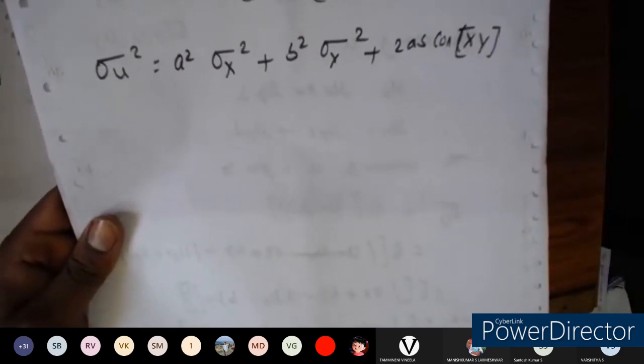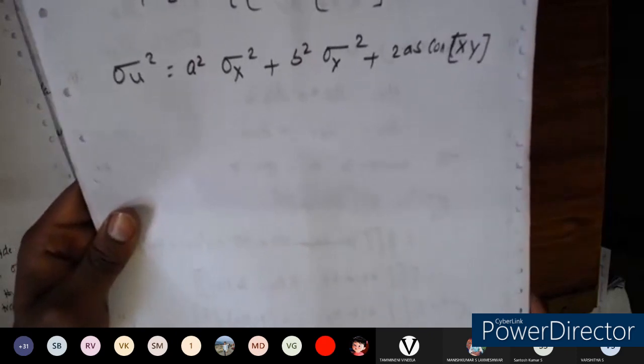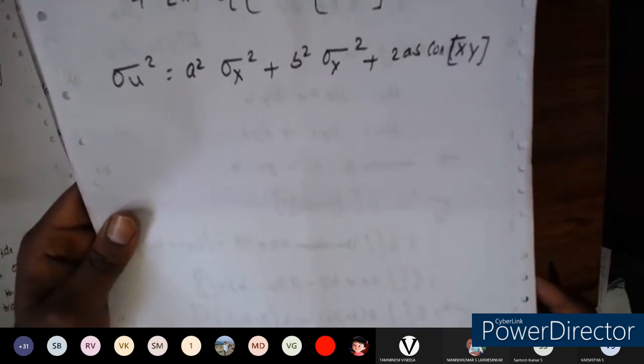So this is the variance of the random variable u, which is a transformed random variable obtained from x and y. So done.